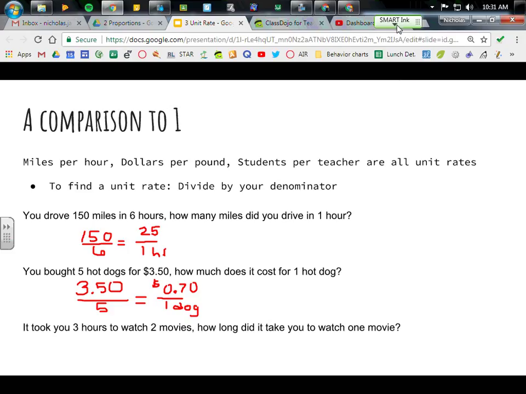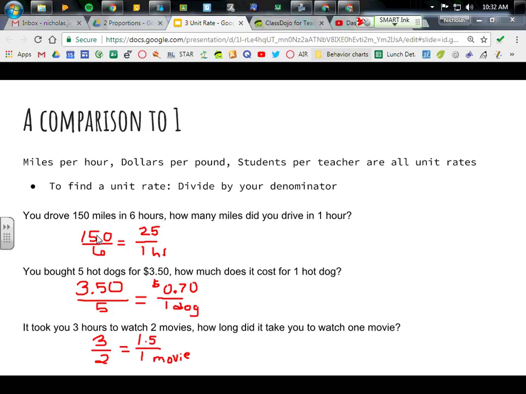It took you 3 hours to watch 2 movies. How long did it take you to watch 1 movie? So we would set this up as 3 over 2. And we would divide both numerator and denominator by 2. So 2 divided by 2 is 1. So 1 movie will take us 1.5 hours. All right, so that's finding unit rate. You simply divide by your denominator.